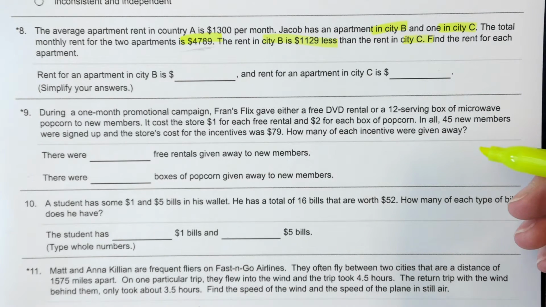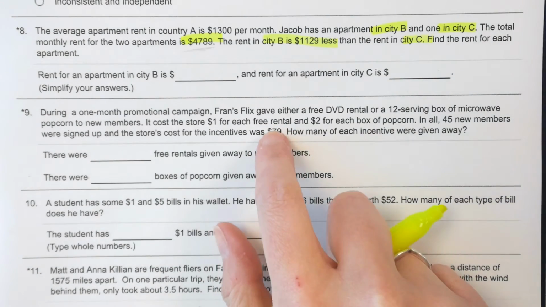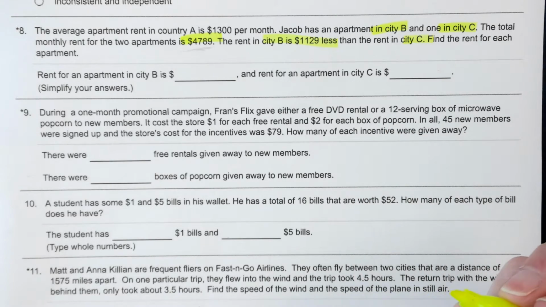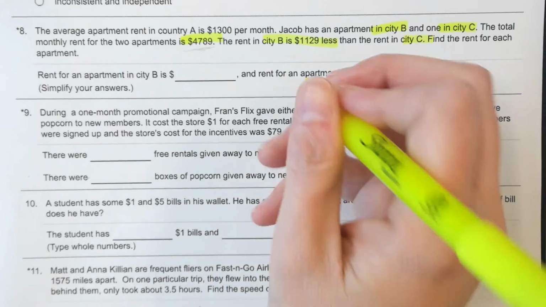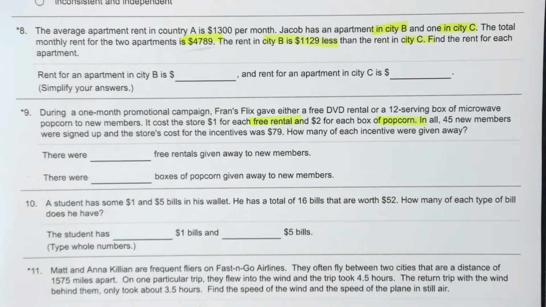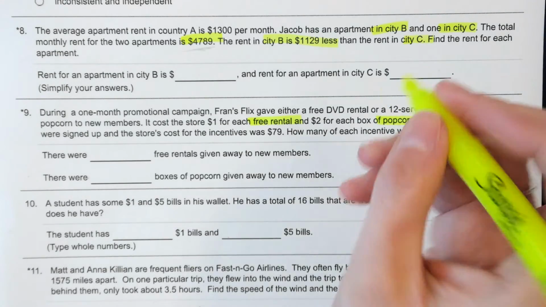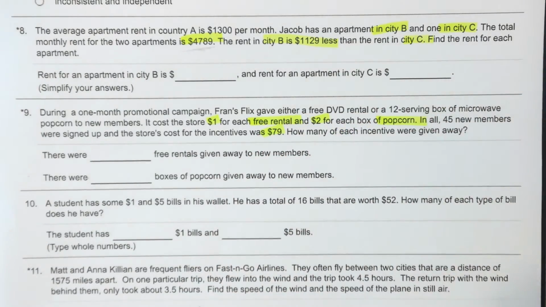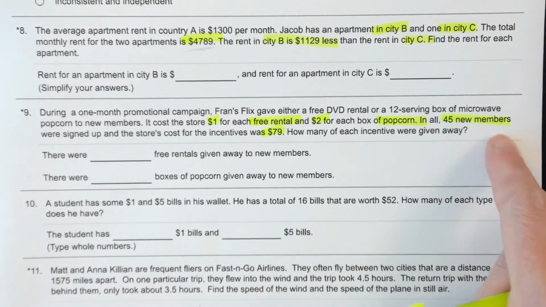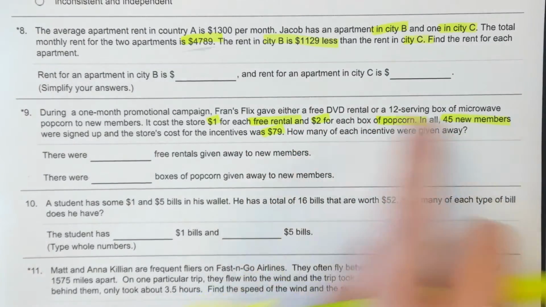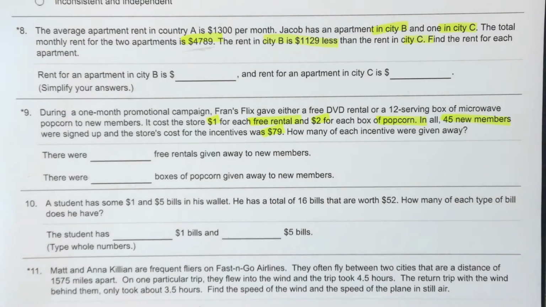So if we think about what we're talking about and what we're comparing, we're talking about money, and we're talking about free rentals and popcorn, and new members. So let's pick out the important information here. We know that we're going to need free rentals and popcorn. Those are going to be our variables. We have money, we have $1, $2, and $79, and then we have 45 new members, which is what's represented by the free rentals and the popcorn because each new member gets one or the other.